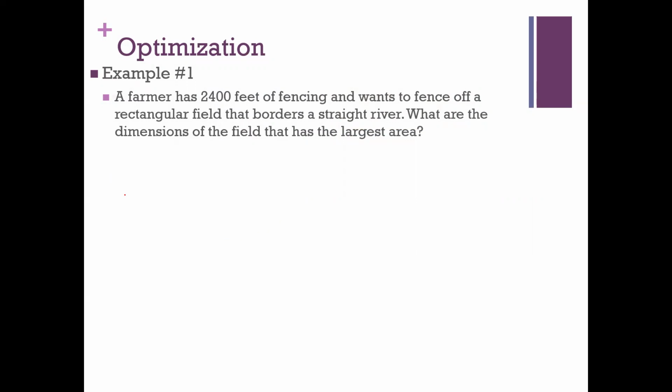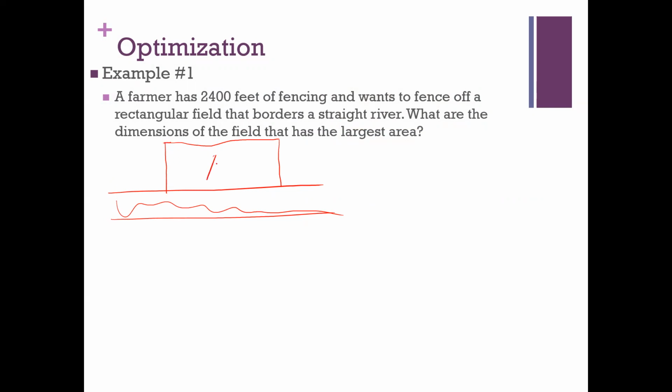So let's do this first. Let's at least draw what we're trying to talk about. So, I've got a river. I'm going to build some kind of rectangular field. So this is basically what I'm trying to do, and I'm trying to maximize this area in here. So how can we start modeling this situation that I'm asking about mathematically?